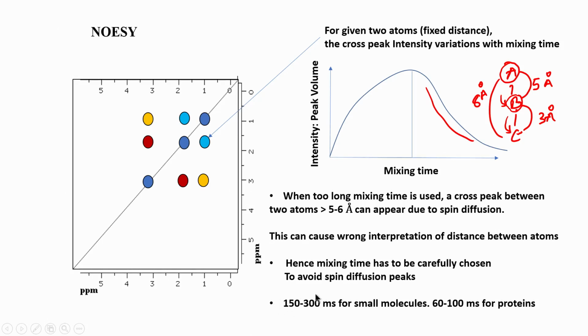For small molecules, that is organic molecules, which we are not looking at in this course, you will have to use a little longer mixing time, and typically that is in the range of 150 to 300.